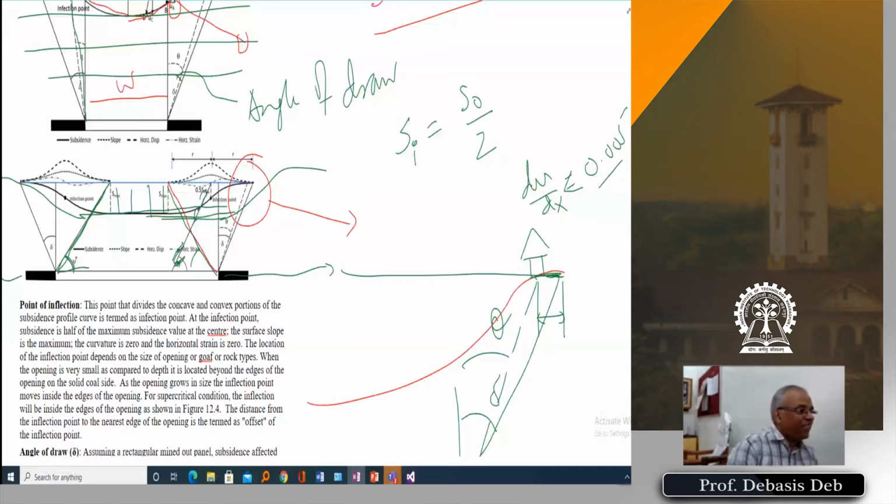And normally for supercritical, the inflection point is inside the panel. For subcritical, it is generally outside the panel, and for critical, it's right on the edge of the panel. Because it's theoretical, it will be right on the edge of that panel.